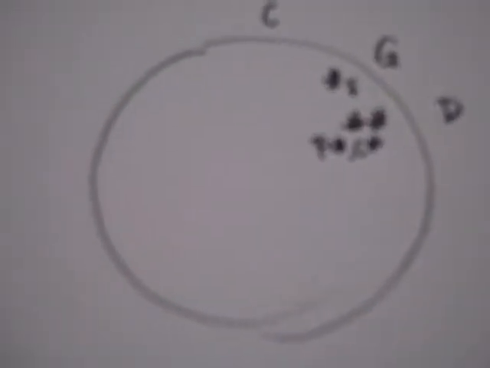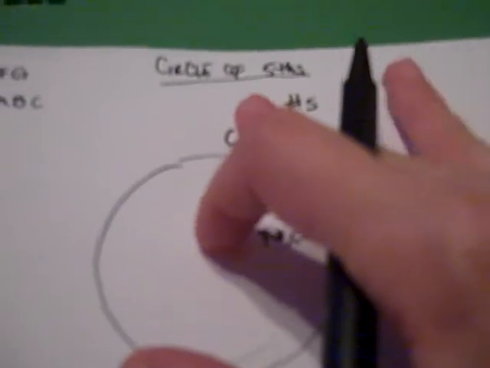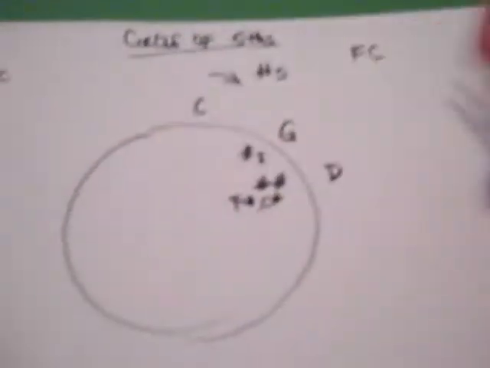Okay? Next one, we're going to go up 5 from D. D, E, F, G, A. A is the next one around the circle. There are 3.